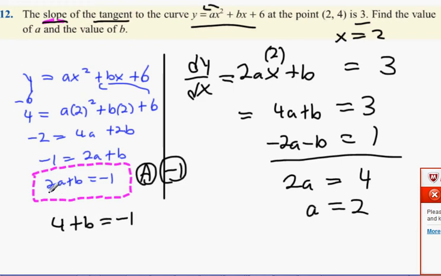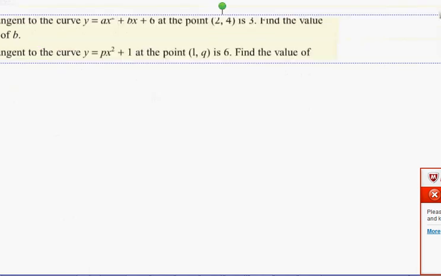Where did I get the 4 from? 2 times 2, because a is 2, equals 4. b therefore is minus 5. Happy enough with that? And it's going to be a is 2 and b is minus 5. Now guys, that works out. That's grand. That's all you need to find out. Okay. Now, moving on.